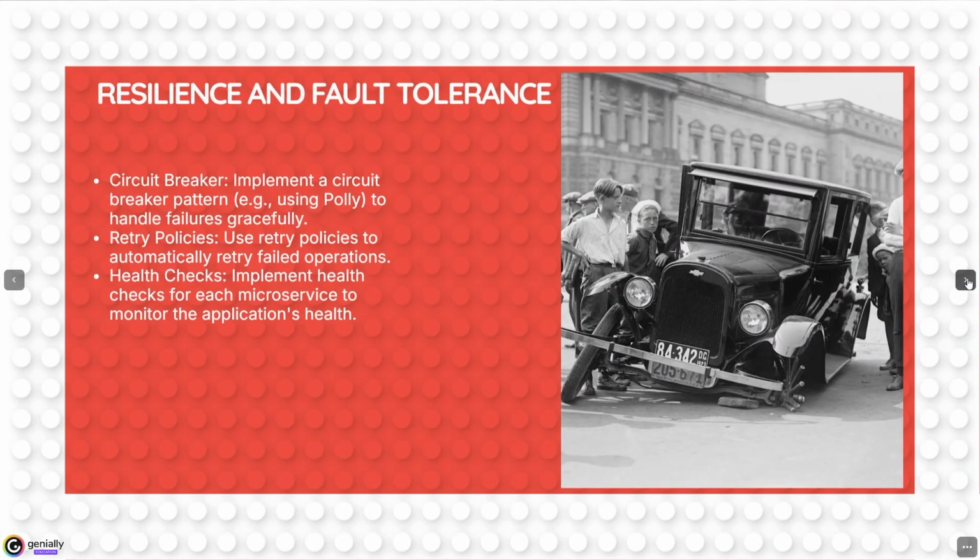Next, resilience and fault tolerance. One is circuit breaker pattern. Implement a circuit breaker pattern such as using Polly to handle failures gracefully. Next, retry policies. Use retry policies to automatically retry failed operations. And next, health checks. Implement health checks for each microservice to monitor the application's health.